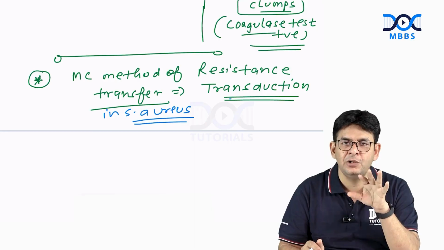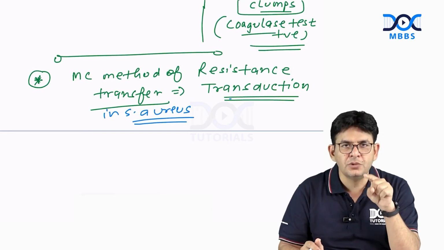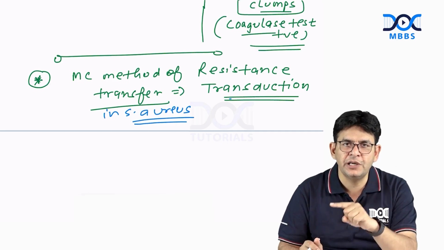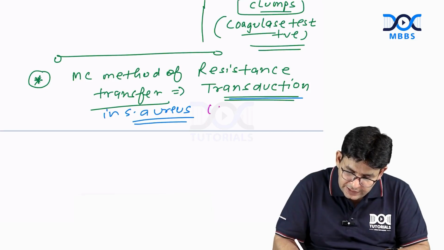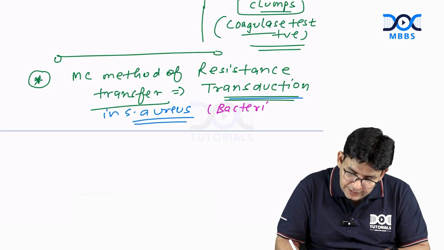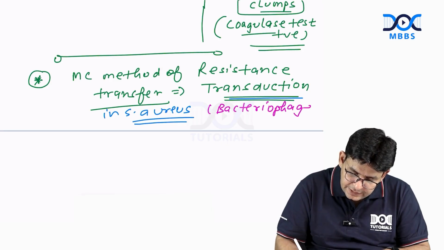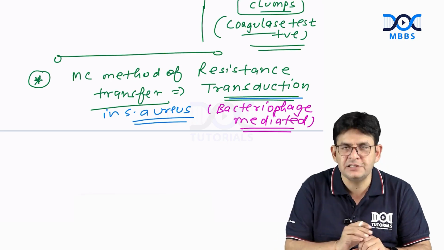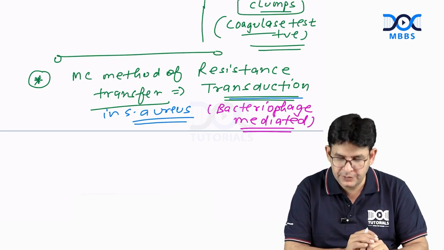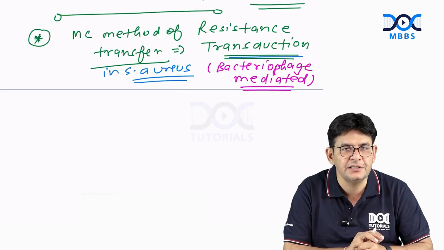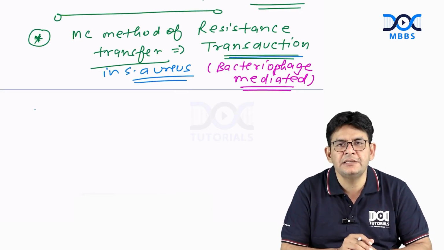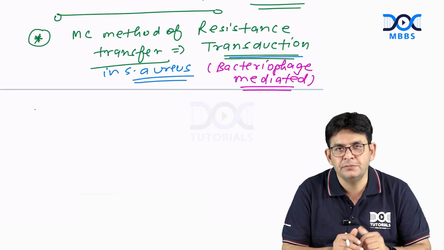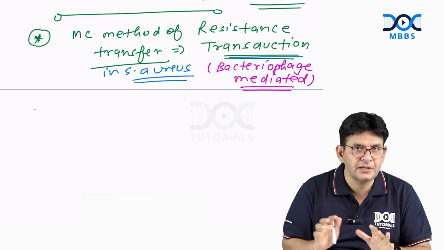People tend to get it wrong: the most common method of resistance transfer is conjugation, but in Staph aureus it is transduction. And the transduction is due to what? It is due to a particular virus termed bacteriophage, and bacteriophage is the one which eats up the bacteria. This transduction is bacteriophage or phage mediated. Actually it is phage. Is this clear?